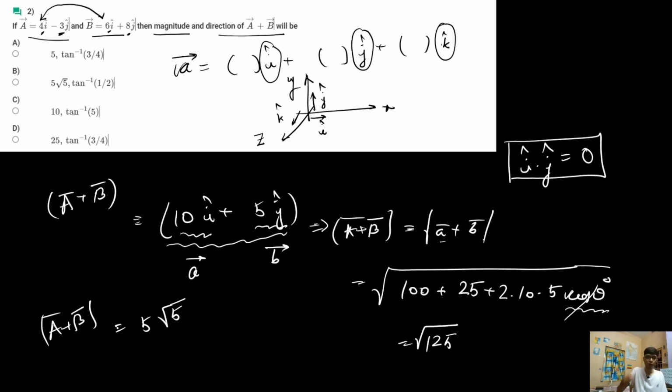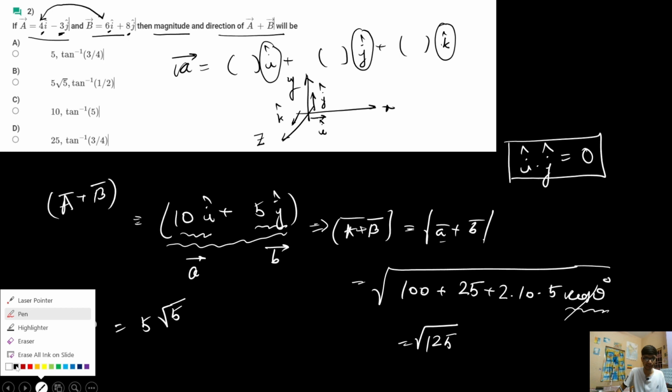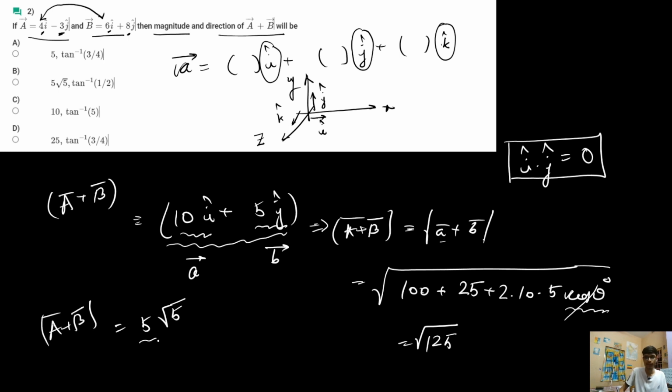And if I want to know what direction the a plus b vector makes with the direction of the a vector, or if the question mentions that you have to take the direction in the xy plane, that is the direction with the i cap. In that situation, if I want to know the direction this vector makes with the i cap, the only result we have to apply is the dot product.